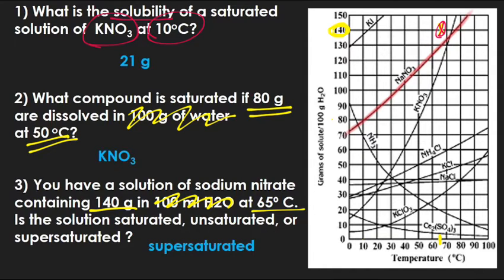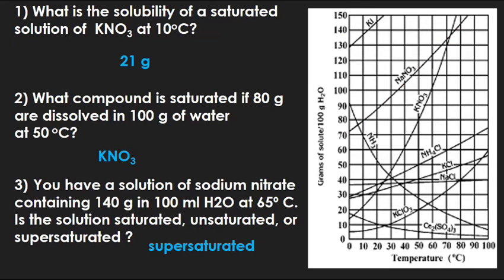And since the line represents where things are saturated, if I'm over saturated, then we call that super saturated. If my point, let's say that we only had like 100 grams dissolved at that same 65 degrees, because that's under my line, then I am under saturated. It would have to be exactly on that line if I wanted to be exactly saturated.